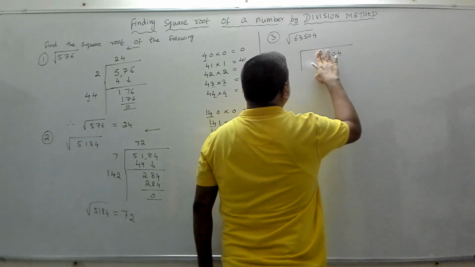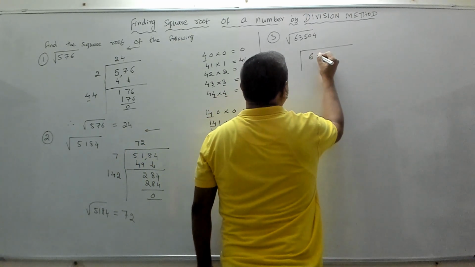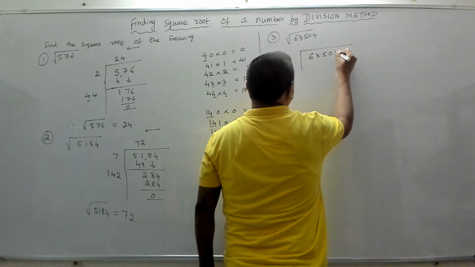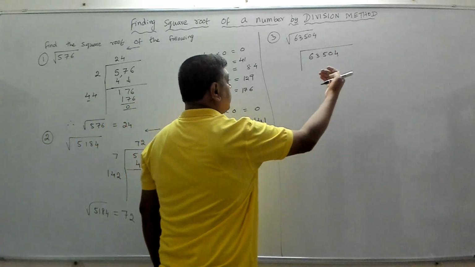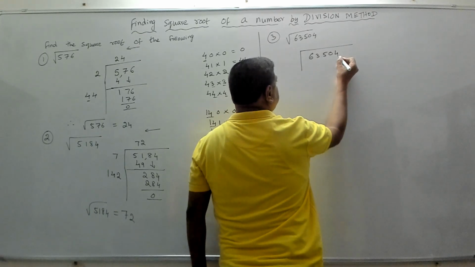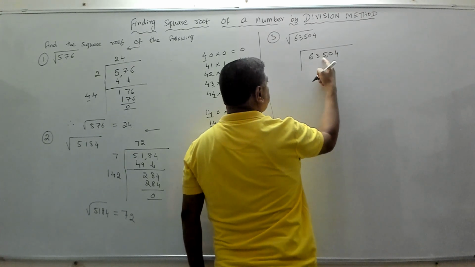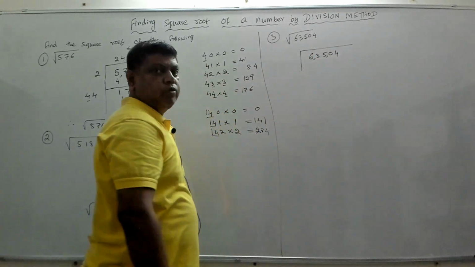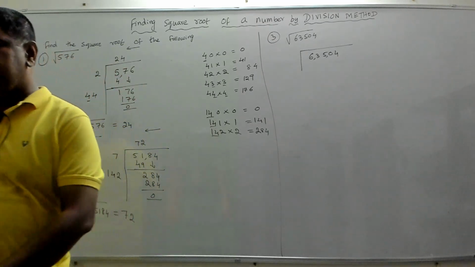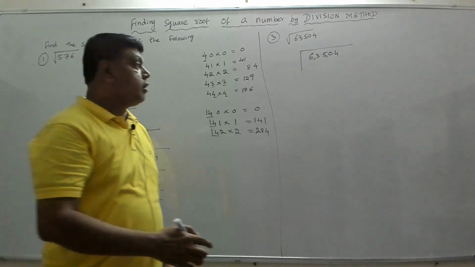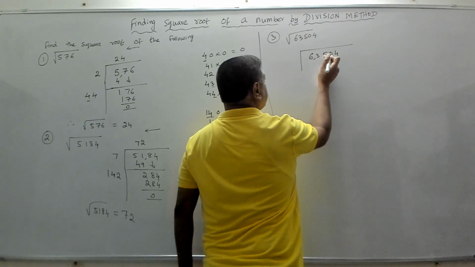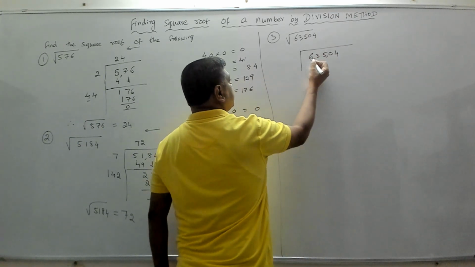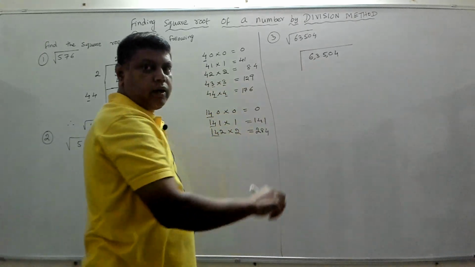Now 63504. We should start pairing two numbers from right to left, in this direction. First pair these two: 04, comma, again pair 2. So first 04, then 35, then this will be only one number, 6, and that is okay.